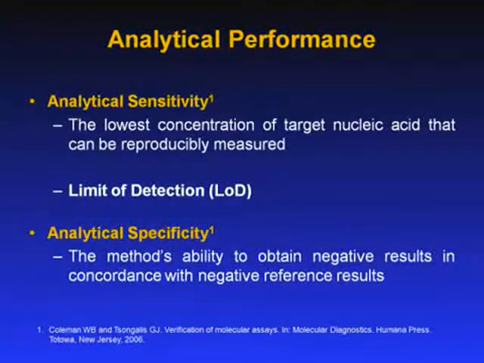Analytical specificity is defined as the method's ability to obtain negative results in concordance with a negative reference result. In other words, it is the degree to which the assay detects the specific target and does not produce false positive results in the presence of non-specific targets. Analytical sensitivity is reported in units such as DNA copies per mL or colony-forming units per mL, while analytical specificity is reported as a percent.